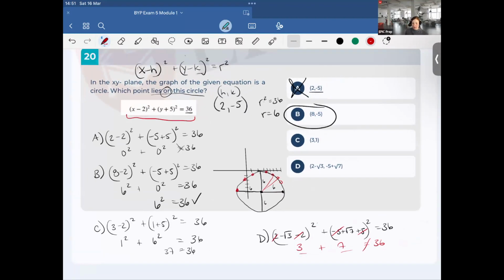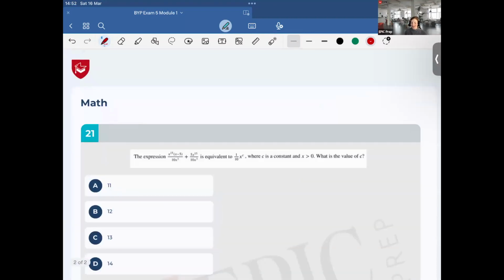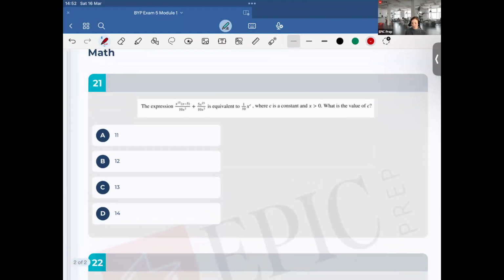Okay, but main takeaway, know this equation for the exam. It's not on every single SAT exam, but it does appear quite frequently. So high probability that you'll see it on your next exam. Okay, 21.